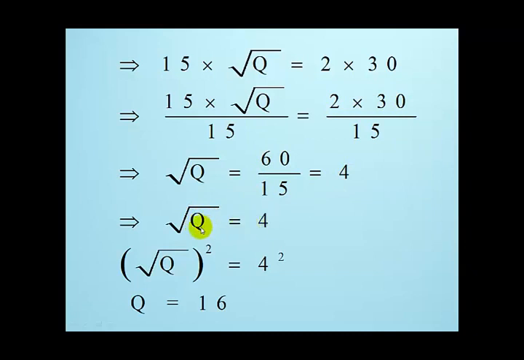Because we are solving for Q, we have to square both sides in order to eliminate the square root. So squaring the left hand side, we have the root of Q all squared, and squaring 4, we have 4 squared. When we square 4, the answer is 16. And the square will cancel the square root and we are left with Q. This means that Q is equal to 16.